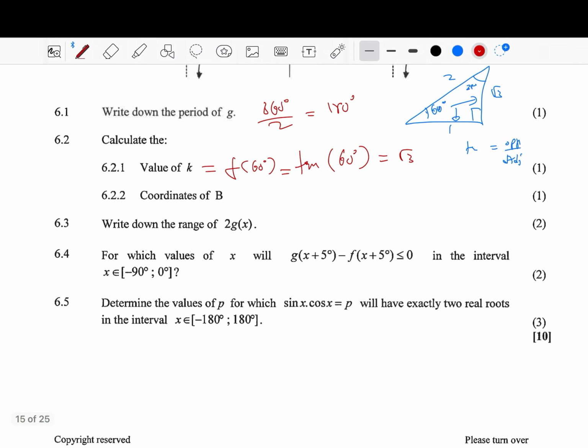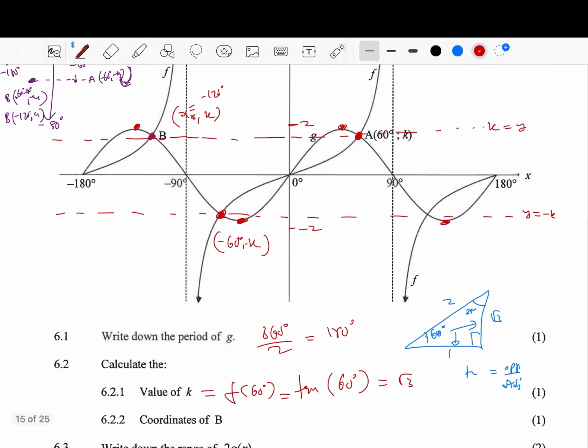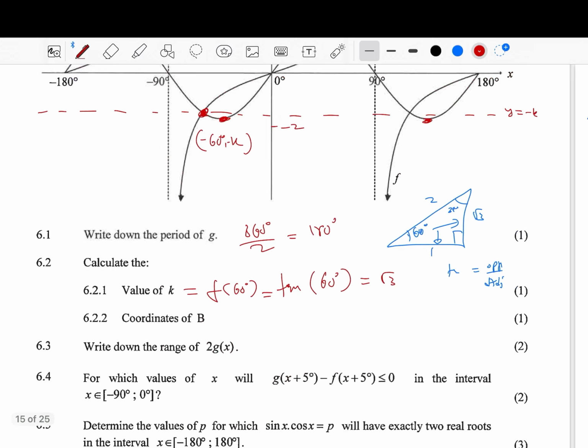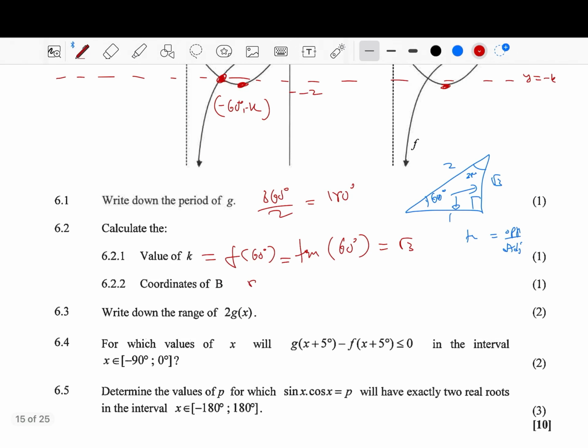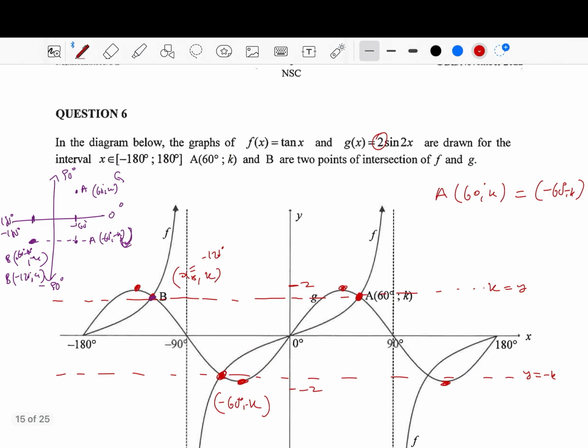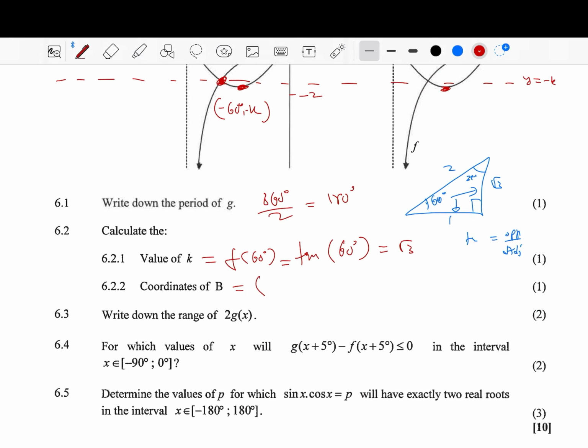Okay, so calculate the coordinate of B. Ooh, C. So we already know that B is equal to what? We don't know yet the x value of B, but you know now the y value of B. The y value of B is K, and that K is, we just calculated, square root of 3.